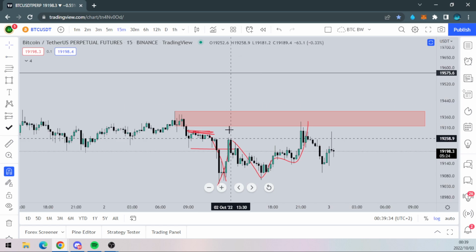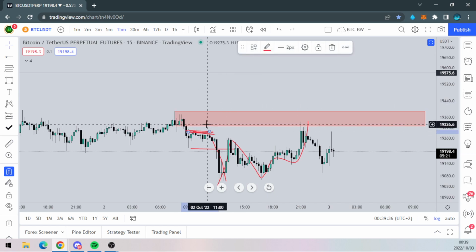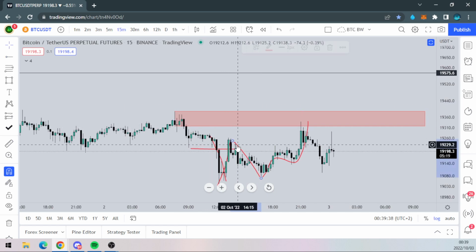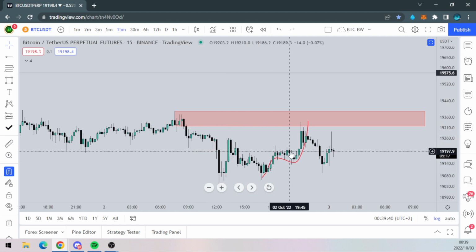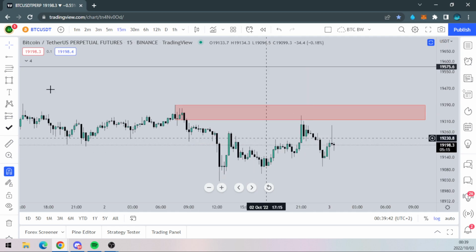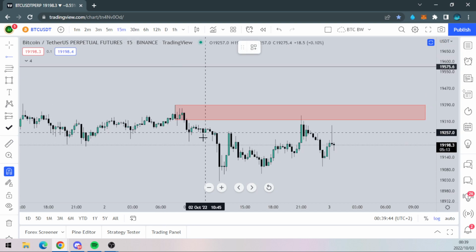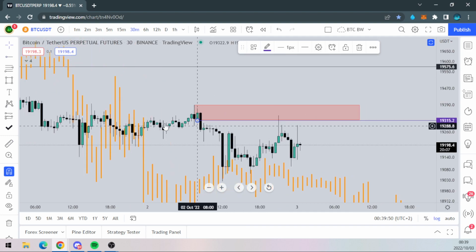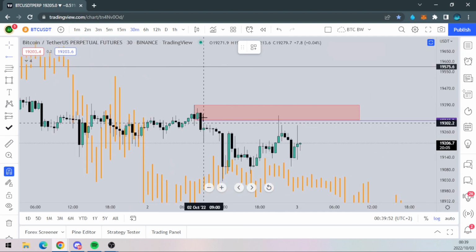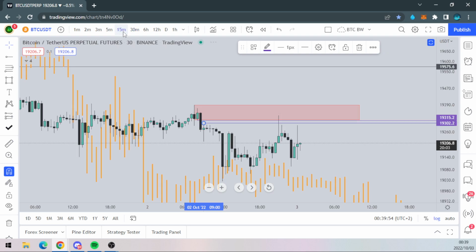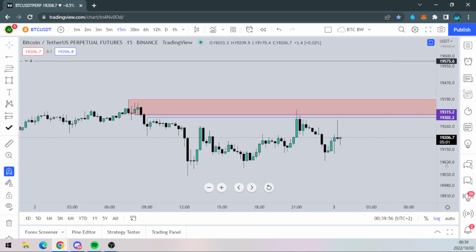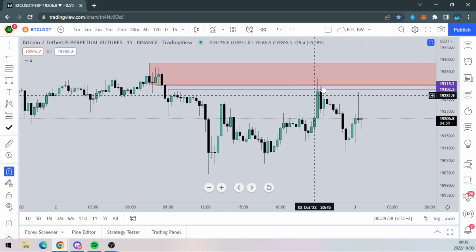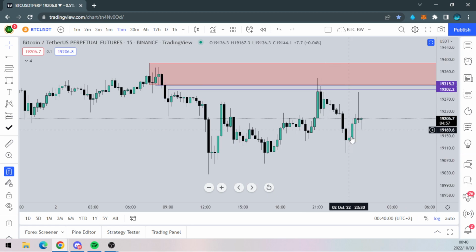And then on a 30-minute, I think it was a 30-minute, let's just take a look here, get rid of all of this. And we marked off a fair value gap. This is a 15-minute, I think it was on a 30-minute. Let's have a look. So there and there, right? So that was the point of interest for this move up, and you can see where price came into on the 15-minute and moved away.